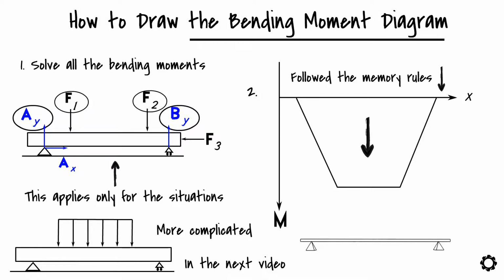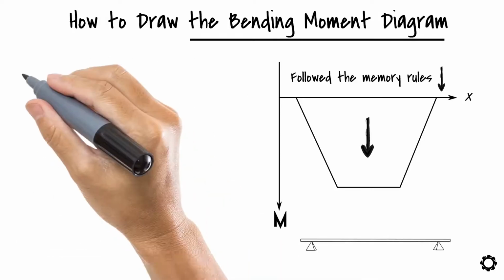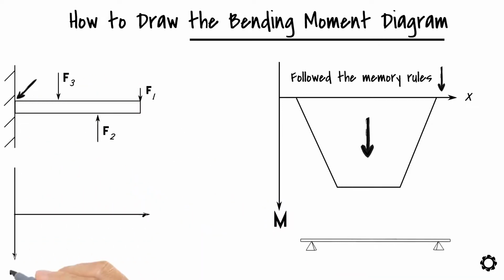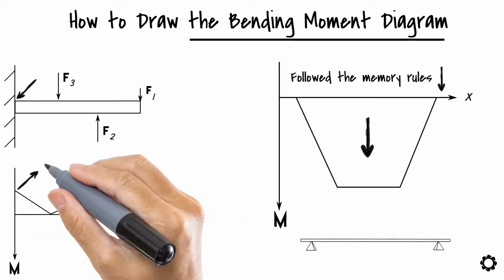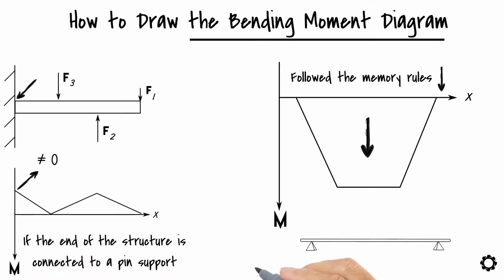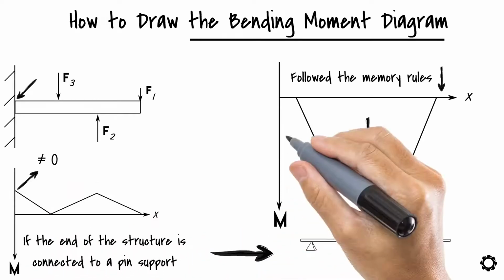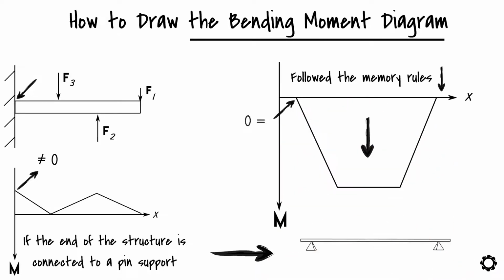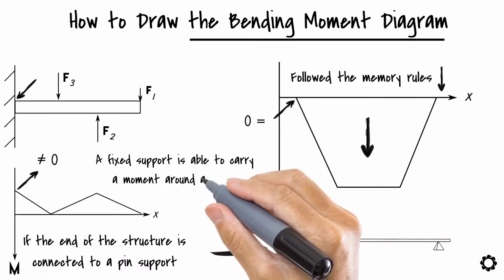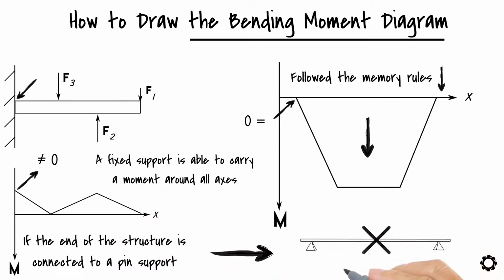Another important thing that you should remember is that if one end of the structure is fixed, then on this end, the magnitude of the bending moment in the diagram cannot go to a zero value. Whereas if the end of the structure is connected to a pin support like in the previous example, then the magnitude at this point is always zero in the diagram. The reason for this difference is that a fixed support is able to carry a moment around all axes, whereas a pin support does not.